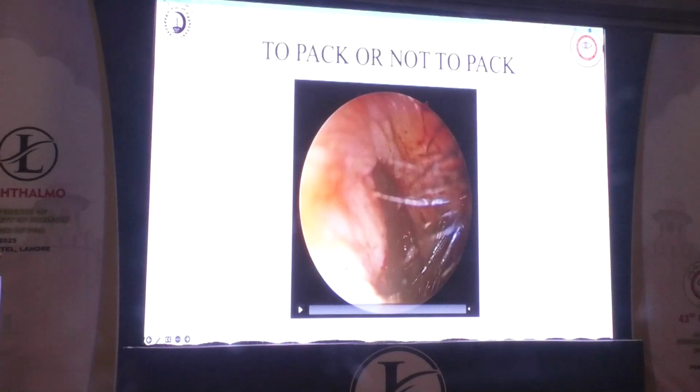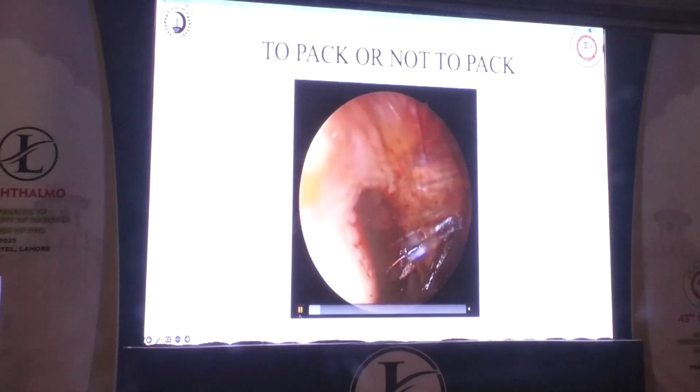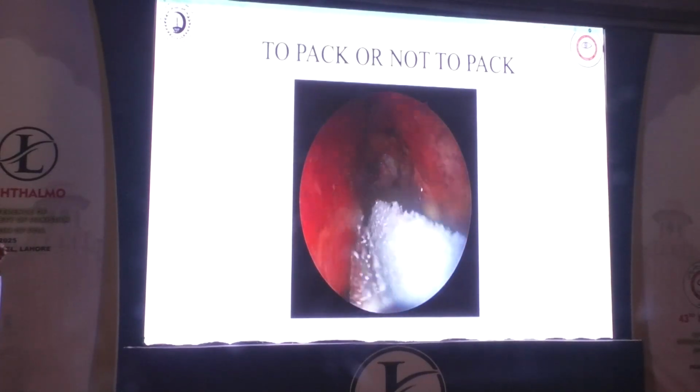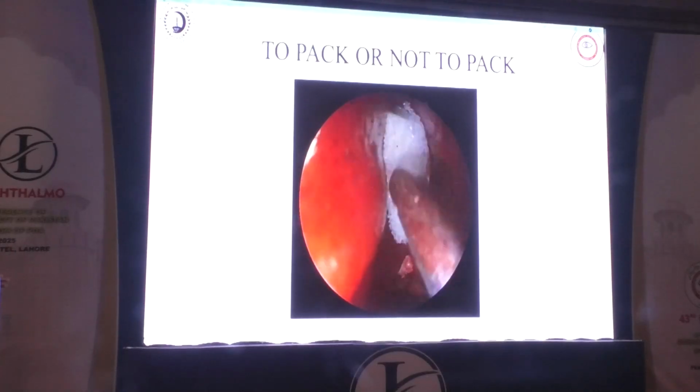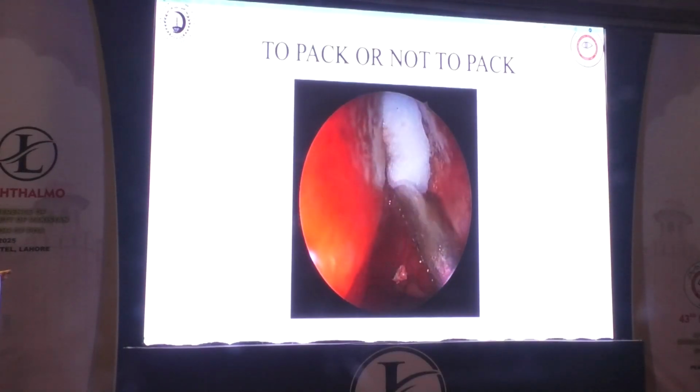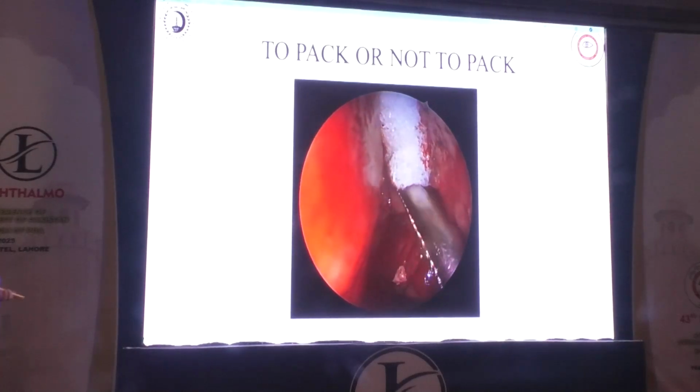The last step is to pack or not to pack. Usually such surgeries don't need packing because there is no significant bleeding, and I put in Spongostan, which is a very good material. When it is placed on the operated side, it swells up and adheres to the operated area. So such patients don't need packing in the final step.